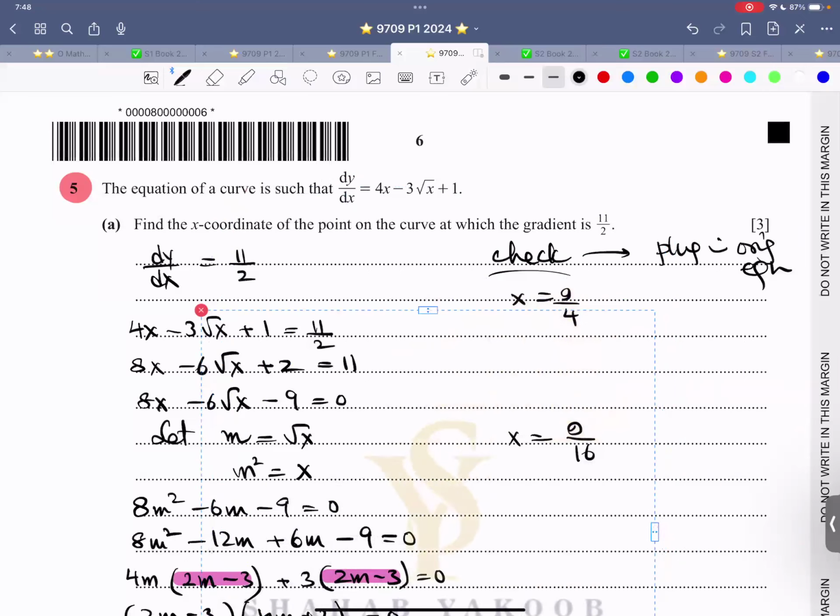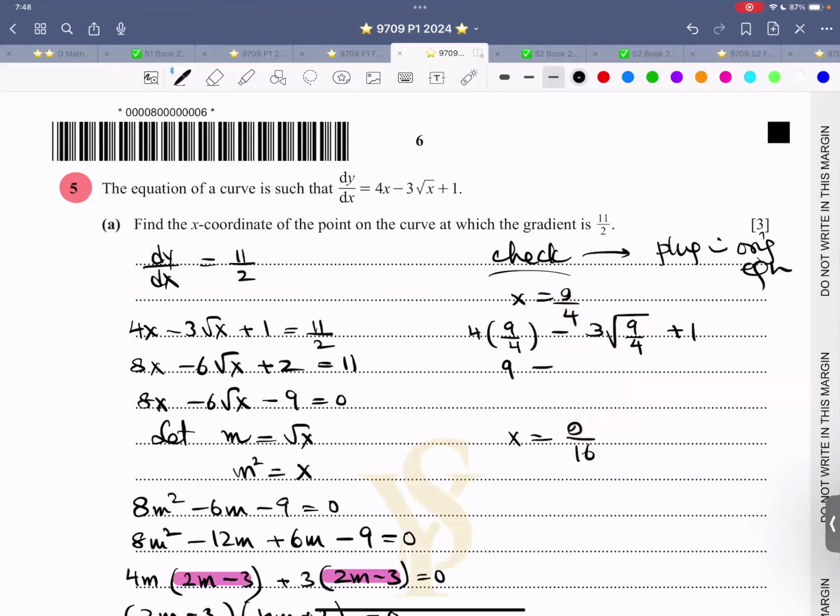Hold for a second. So therefore, 4 times 9 over 4 minus 3 root 9 over 4 plus 1. This is 9. This is 3 over 2. So 3 into 3 is 9 over 2 plus 1.